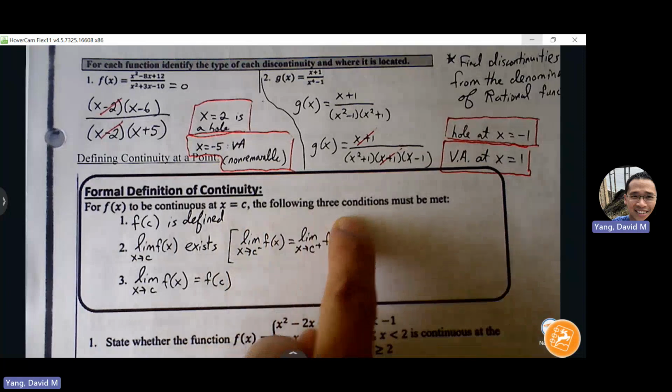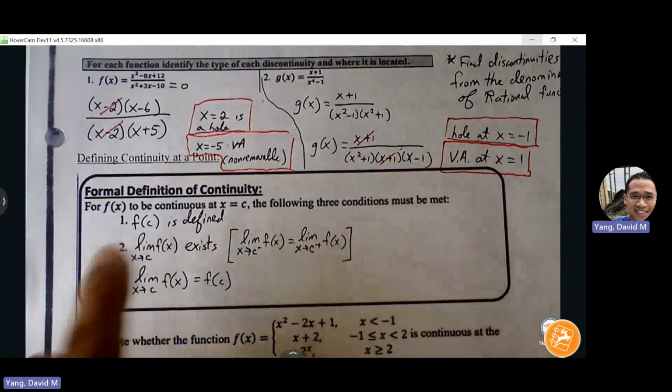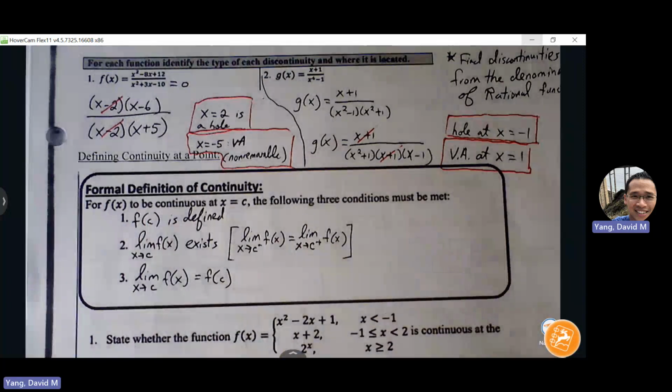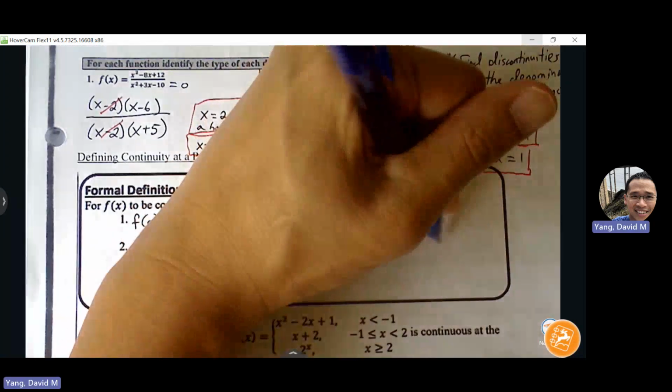Now the following 3 conditions must be met. The first is that the point has to be defined, right? Let's start with the most basic: I can't have a continuous function if that point is not even defined. So first, I need to make sure the point is defined. Just simply plug c into the function and see if it exists.